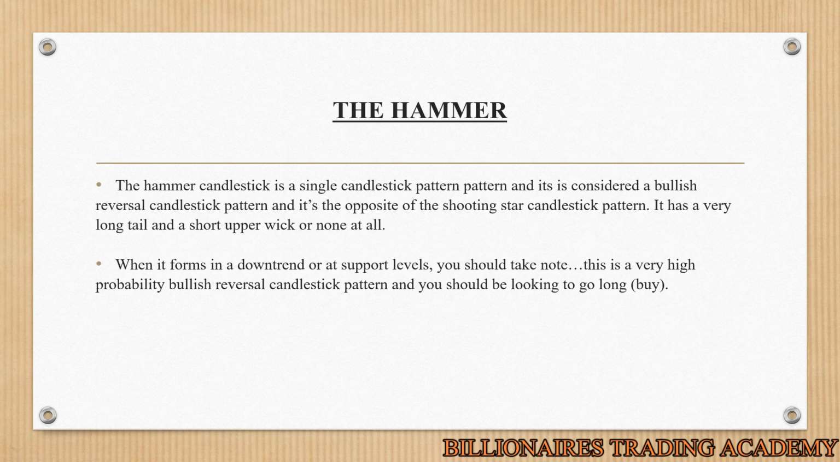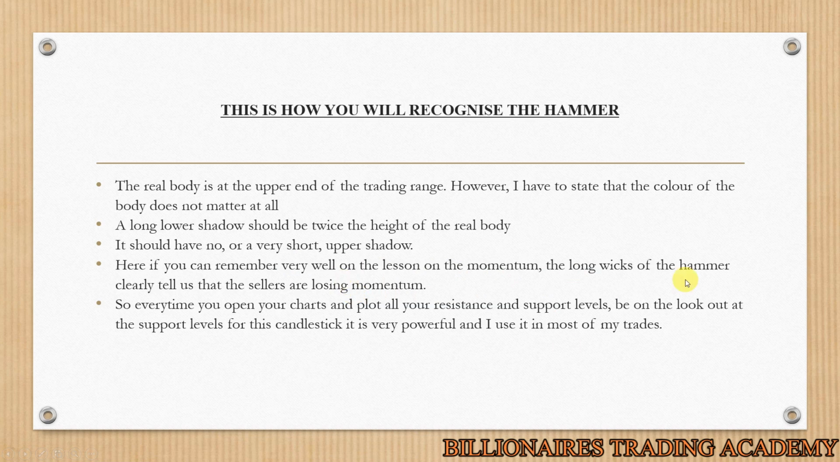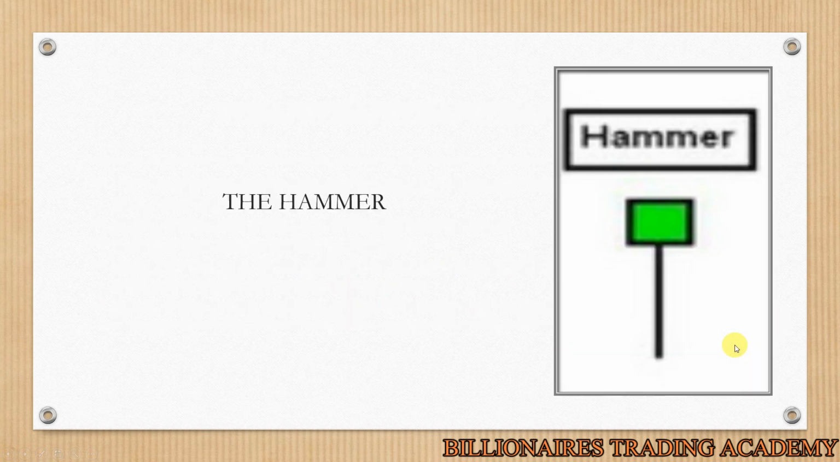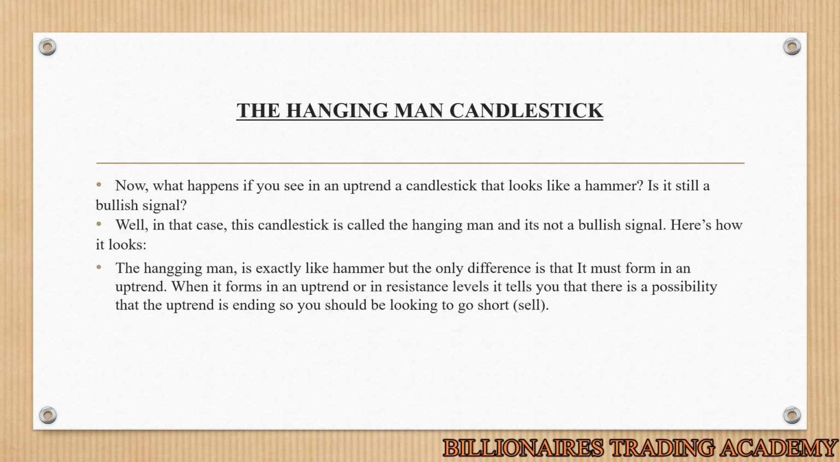The hammer. The hammer is also very famous and popular. So when it forms in a downtrend or at support level, you should take note. This is a very high probability of a bullish reversal. So when price reaches the support and then you see a hammer, it means price will be going up. As you can see, what can we say about buying and selling pressure? We have more buying pressure. So this hammer needs to form at support for you to take a buy trade.